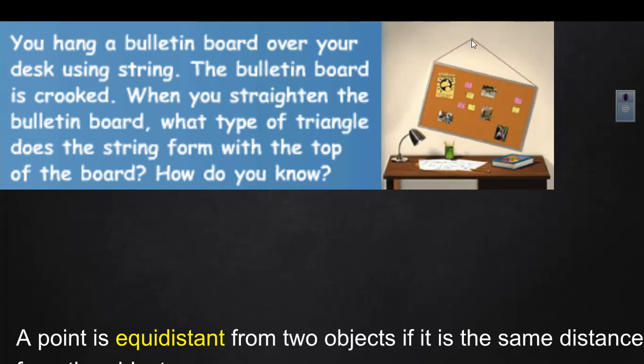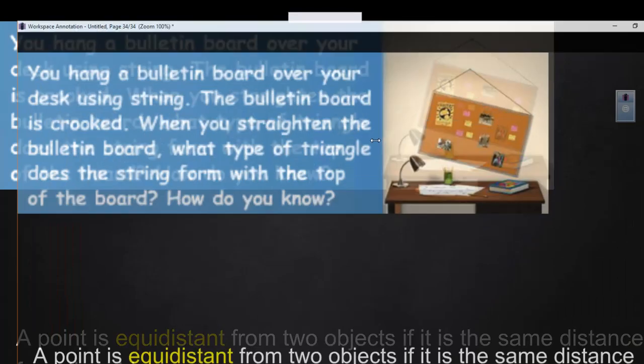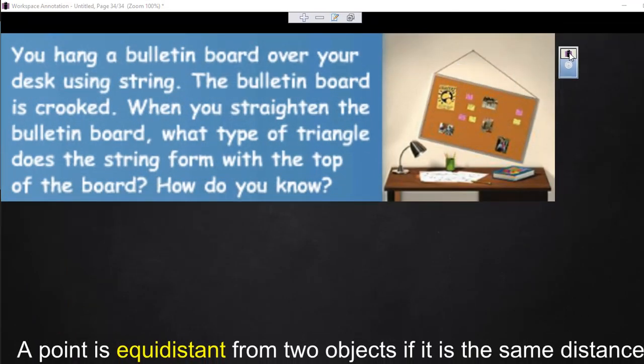So that means that when this thing straightens up, we'll put a line here. As this board begins to straighten up across here, this distance going from here to here is going to be the same distance. Okay? So we have these two lines become equidistant, therefore these two are going to be the same and form an isosceles triangle.